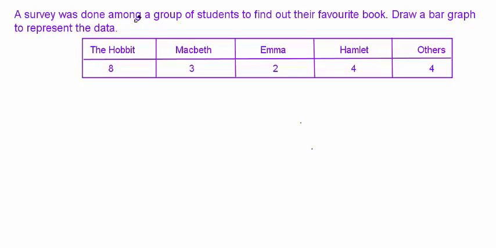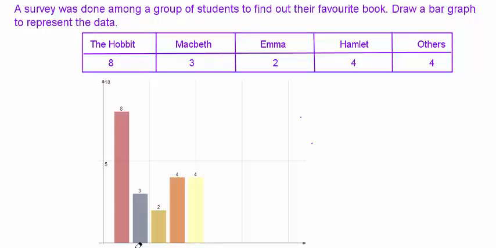A survey was done among a group of students to find out their favorite book. Draw a bar graph to represent the data. So as you can see on this table, as many as 8 students said that The Hobbit is their favorite book. Only 3 students said Macbeth is their favorite book, 2 for Emma, 4 for Hamlet, and 4 other students said their favorite book was outside this list. And here comes the bar graph for this data.